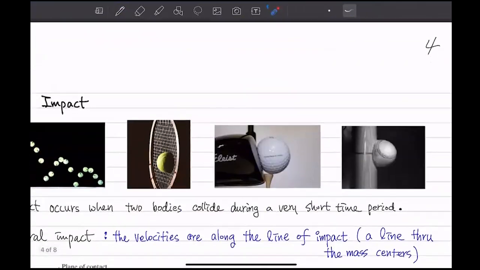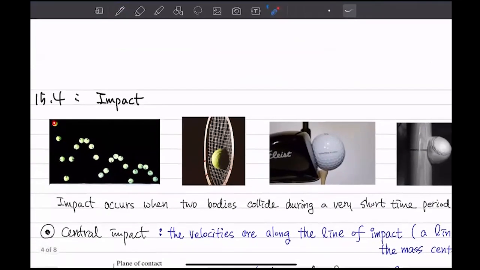Okay, so we can think about this case. When this thing falls, if it were a perfect elastic material, it would bounce back exactly to the same height. But because there is some loss, it bounces back to a height that is less than that. Okay, so things like that happen here.